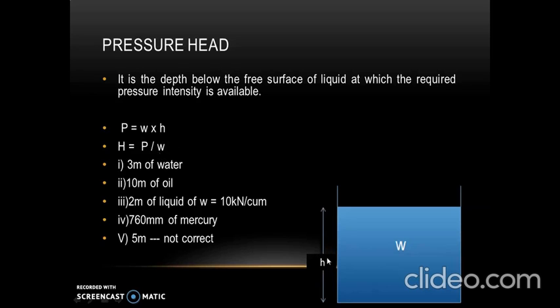And this pressure head is usually written in terms of meter of water, meter of oil, or meter of liquid, and if it is mercury, it will be written as 760 mm of mercury. If we just write the pressure head as 5 meter, it is considered to be not correct. Hence, we need to specify the liquid under consideration. So, unit of pressure head will be written as 3 meter of water if this liquid is water, and H is equal to 10 meter of oil if this is oil, and so on.